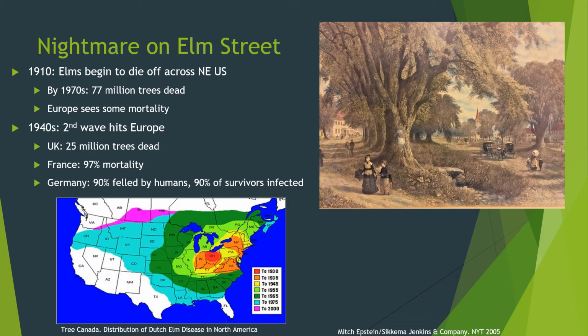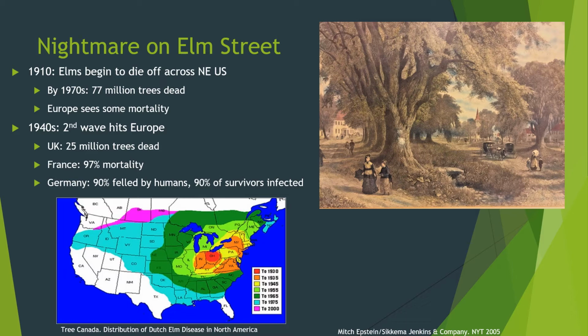It was unexplained at the time, but by the time it kind of started slowing in the 1970s, there were 77 million trees dead, quite a lot. Europe sees a little bit of mortality around the same time in elm trees, but nothing quite on the scope and scale that the US was experiencing. However, about 30 years later, in the 40s, they did start to see an uptick that really surged in the 60s and 70s.